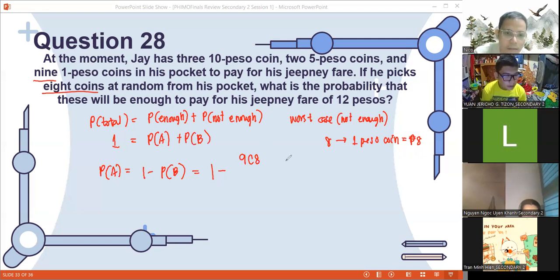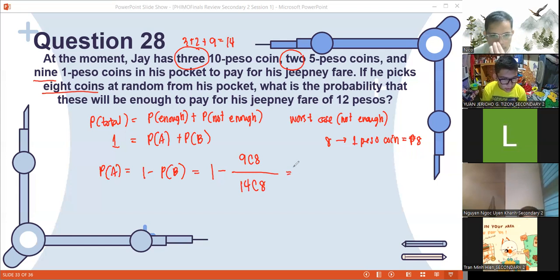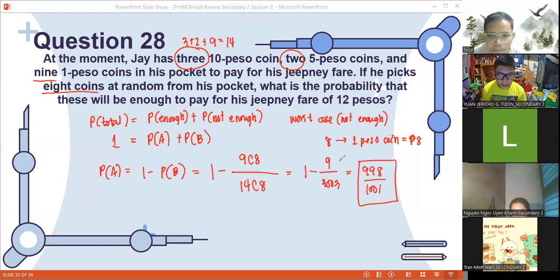So 9C8. And then out of 3 plus 2 plus 9, a total of 14 coins, you choose 8. Okay? So this is 1 minus 9 over 3,003. So the answer is 998 over 1,001. In this one, I already simplified it, right?